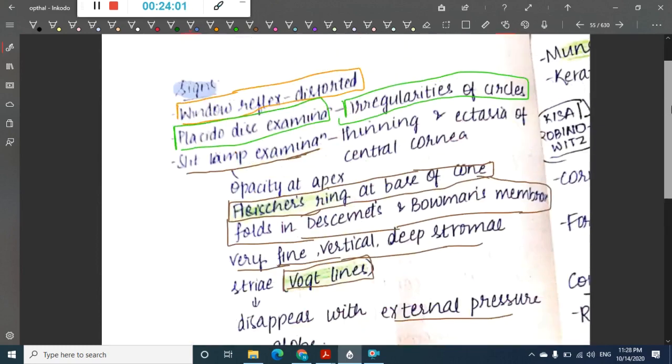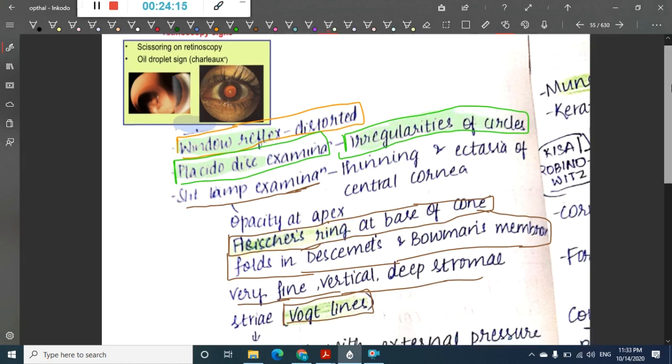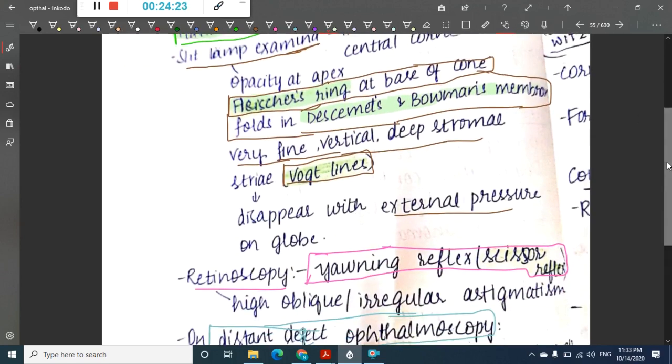So we will see these reflexes once again. First, the window reflex is distorted. We have Placido disc examination, and you see irregularities in the Placido disc. Okay, on slit lamp examination, we see Fleischer's ring at the base, and folds of the Descemet and Bowman's membrane are seen. You also see vertical deep stromal striae, which are called Vogt's lines.